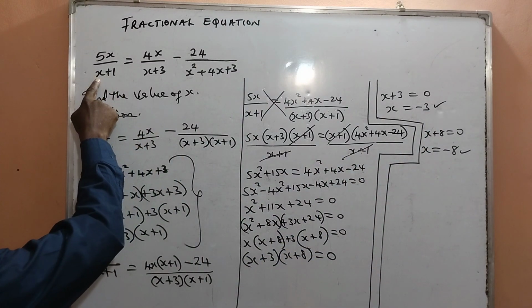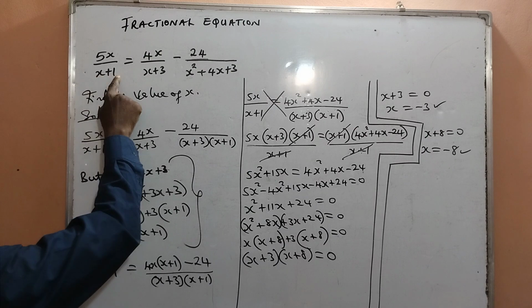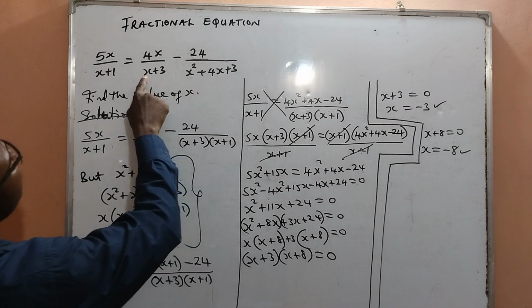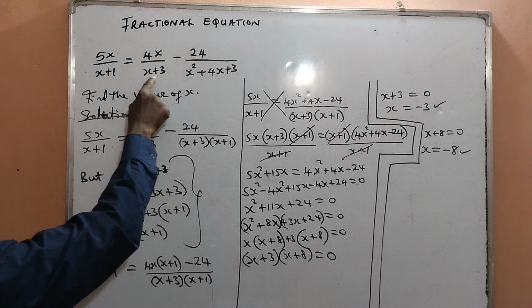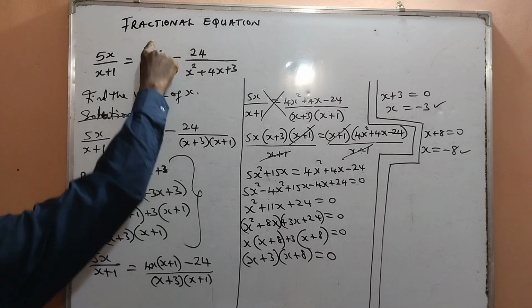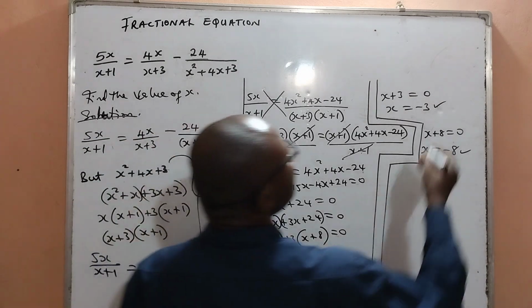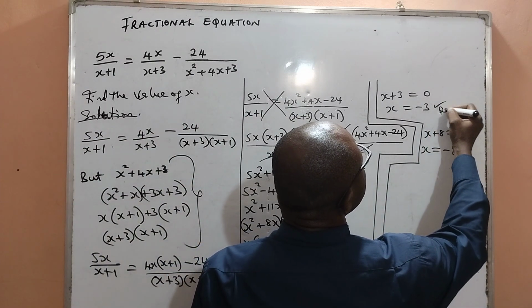If we put x equal to minus 3 here, the denominator will not give us 0. But if we put x equal to minus 3 here, it will now be minus 3 plus 3 will give us 0. And this expression will be undefined. Therefore, we reject this value. Rejected.